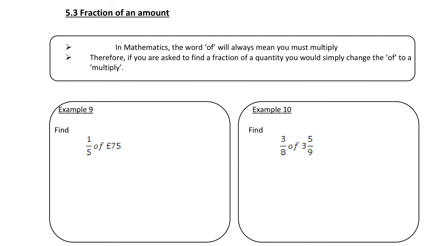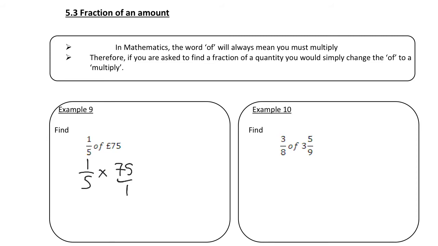So in example 9, we can see we're finding a fifth of 75. So what we need to do is replace the "of" with multiply. So it's a fifth multiplied by 75. Now to do that, we need to put the 75 over 1. So we need to have a fraction multiplied by a fraction.